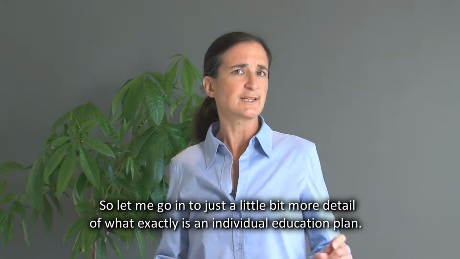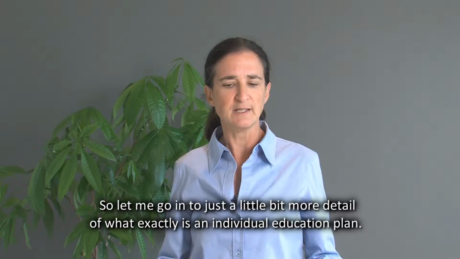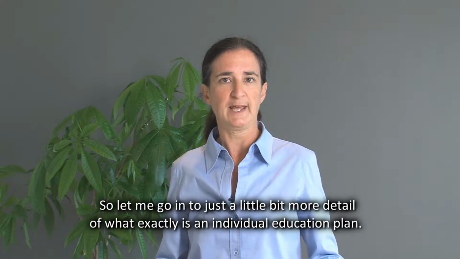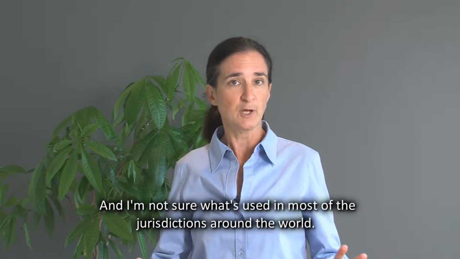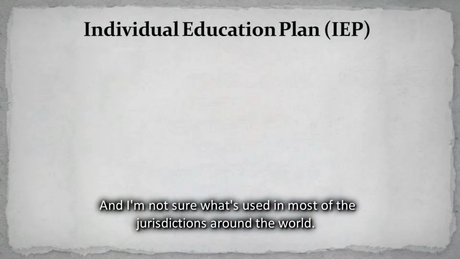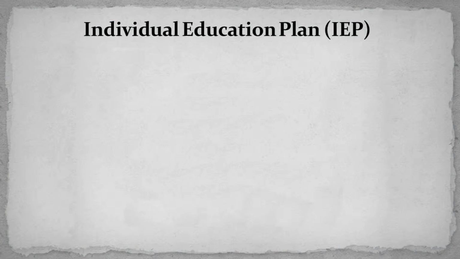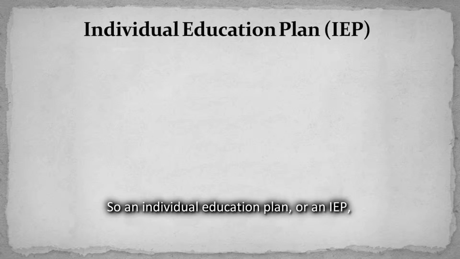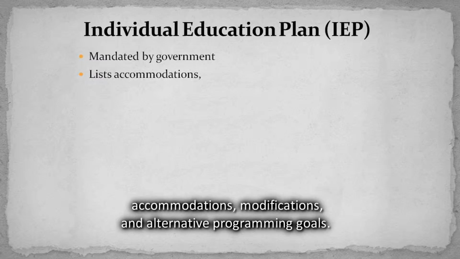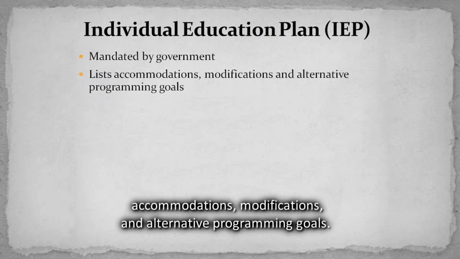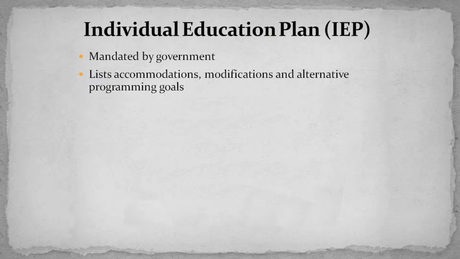So let me go into just a little bit more detail of what exactly is an individual education plan. We call them IEPs, and I'm not sure what's used in most of the jurisdictions around the world. So an individual education plan, or an IEP, is usually mandated by a government. It lists accommodations, modifications, and alternative programming goals.